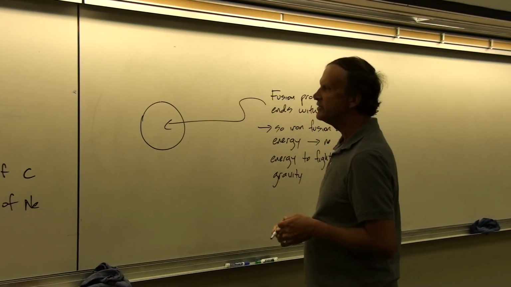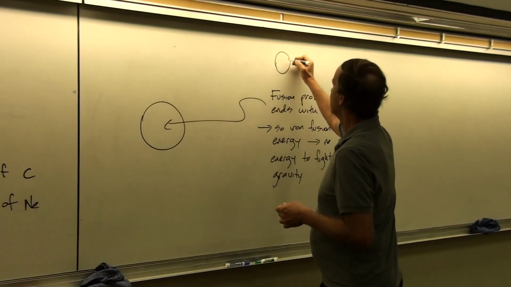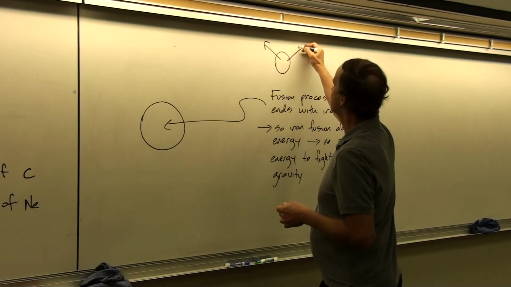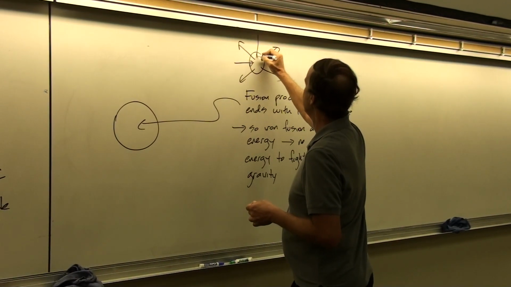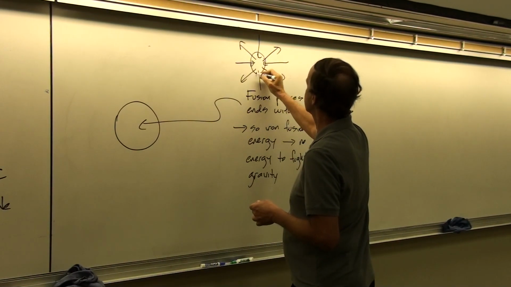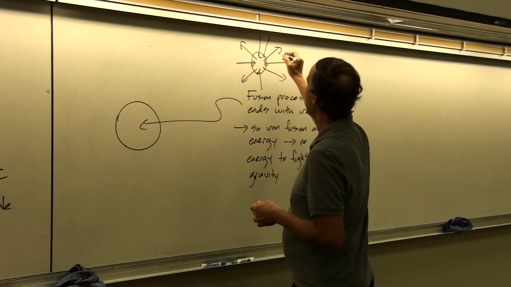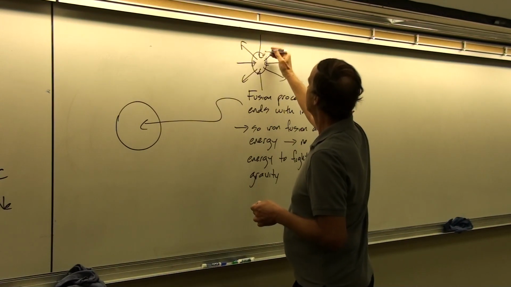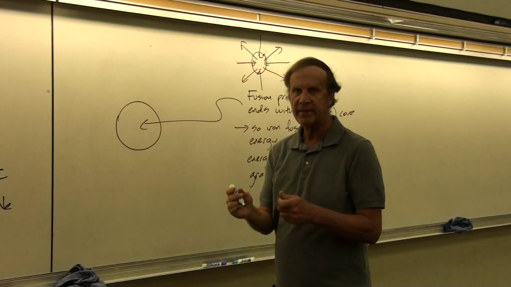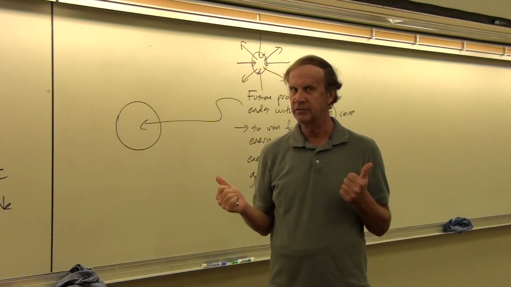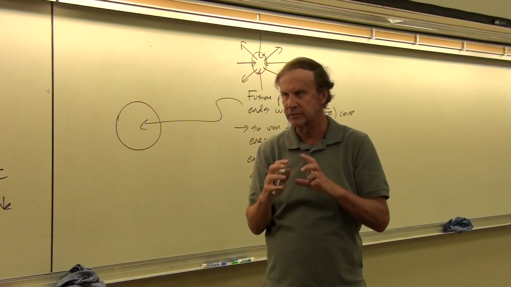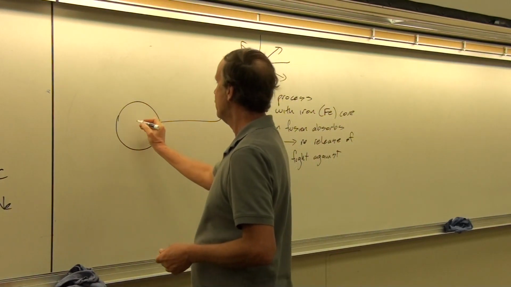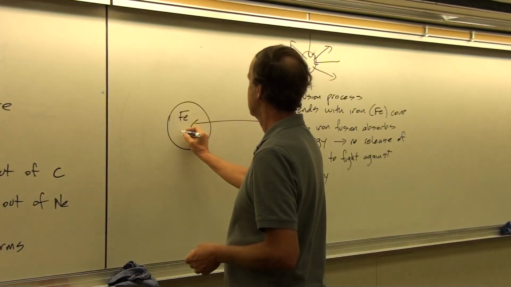So let's remind ourselves of how this works. You've got an outward force due to nuclear fusion, and you've got an inward force due to gravity. And this is what balances out a star. But what happens if you take away the outward arrows, the fusion arrows? That means that the only arrows left are the gravity, the crushing forces. So once the iron core forms, it collapses.